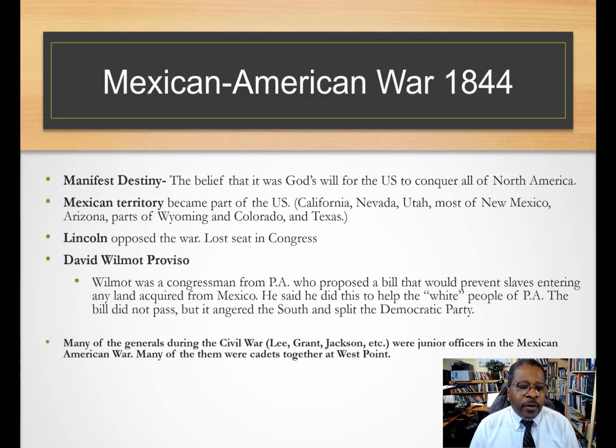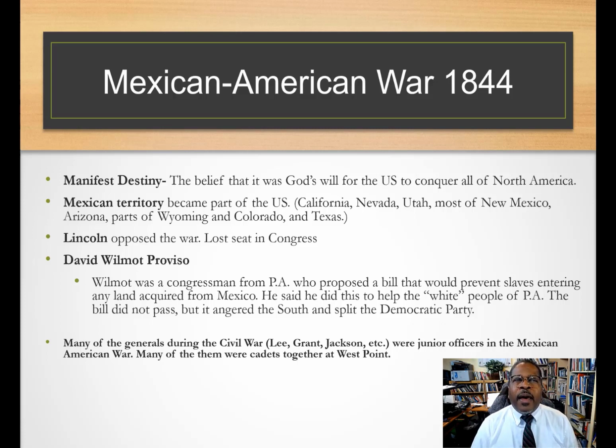From a military point of view, it's important to note that most of the generals that we'll be talking about during the Civil War were junior officers in the Mexican-American War. So they all knew each other. They had previously served with each other on the same army during the Mexican-American War. Generals like Robert E. Lee, Ulysses Grant, and Stonewall Jackson were all fighting in the Mexican-American War.